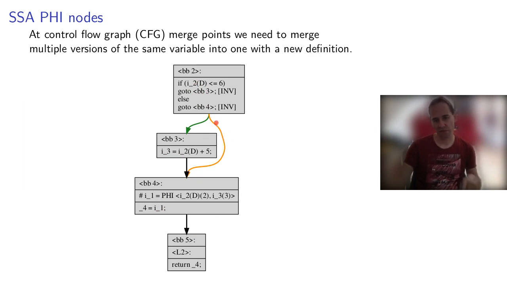For this reason, at the CFG merge points, so when the two edges of the control flow graph get into the same block, we have to introduce new definitions of i that are called phi nodes, and those merge the two versions of the variable that flow into this block. So in this case, the version 2 and version 3, and we produce a new version, the version 1. The numbers are actually quite arbitrary, they just have to be distinct, so don't be confused that 1 is less than 2 and 3. And then we can return the version 1 in the end, or as it is here, it is intermediately assigned to another variable, but that shouldn't matter at this point.